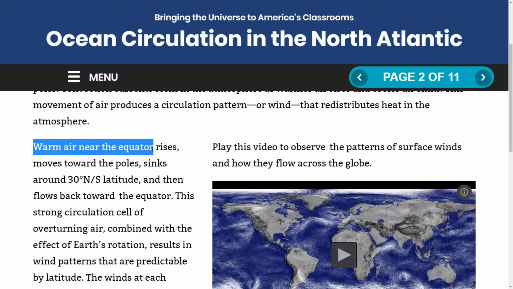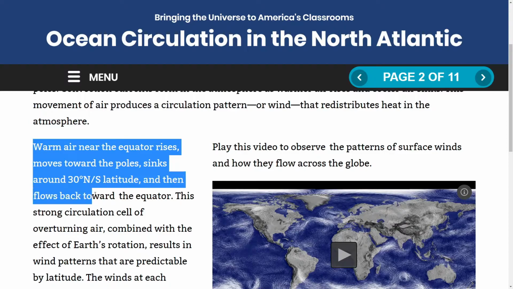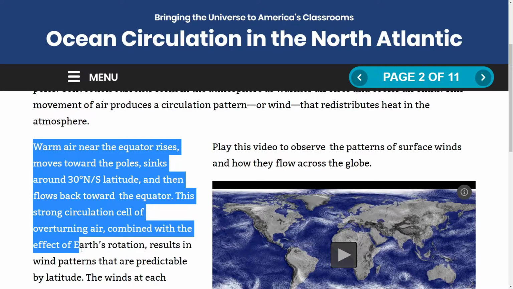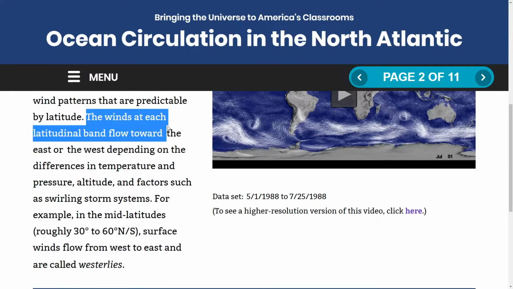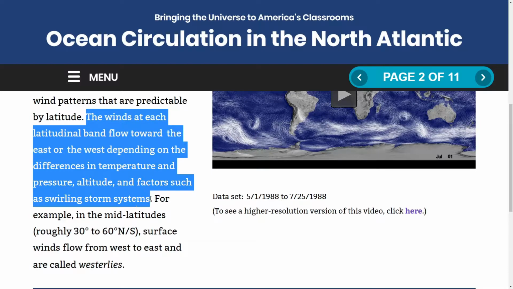Warm air near the equator rises, moves towards the poles, sinks around 30 degrees north and south latitude, and then flows back towards the equator. This strong circulation cell of overturning air combines with the effect of Earth's rotation and results in wind patterns that are predictable by latitude. The winds at each latitudinal band flow toward the east or the west, depending on the difference in temperature and pressure, altitudes, and factors such as swirling storm systems.